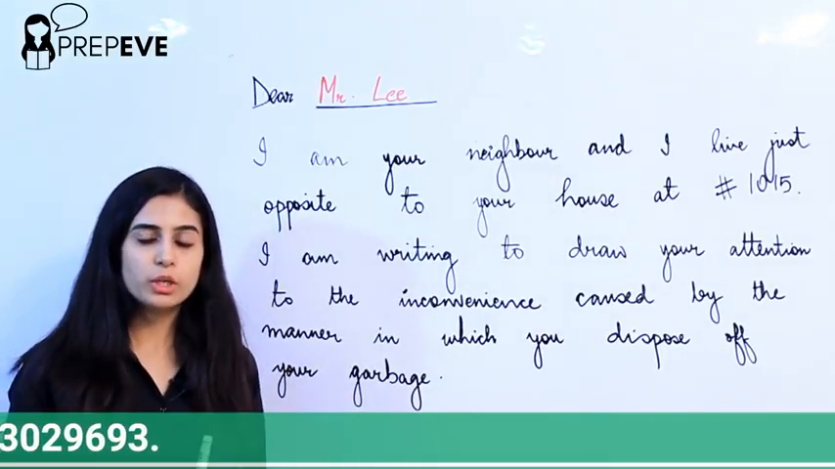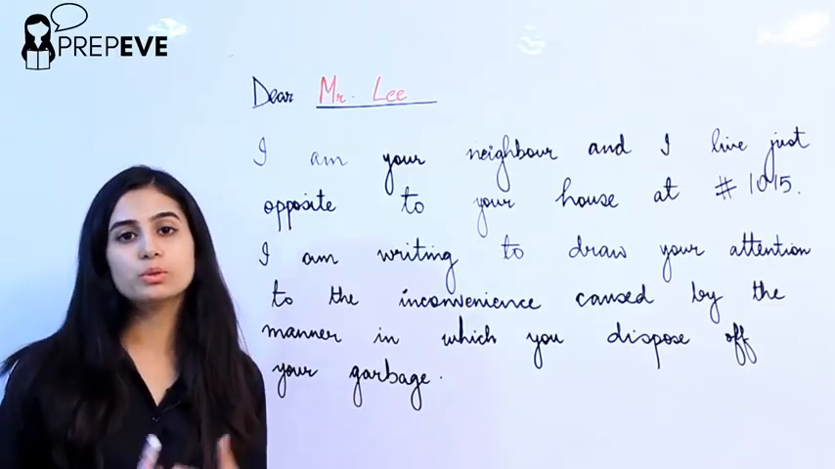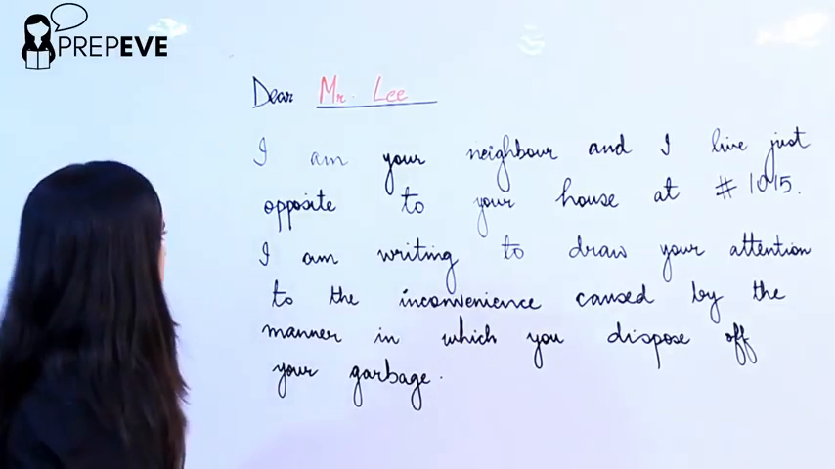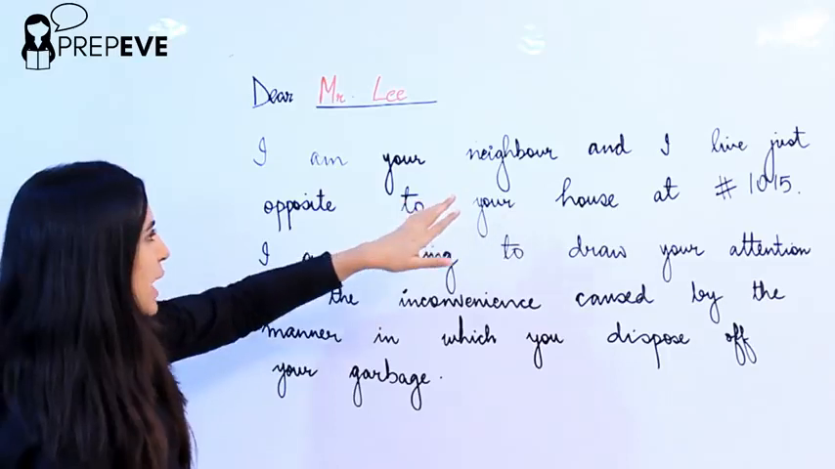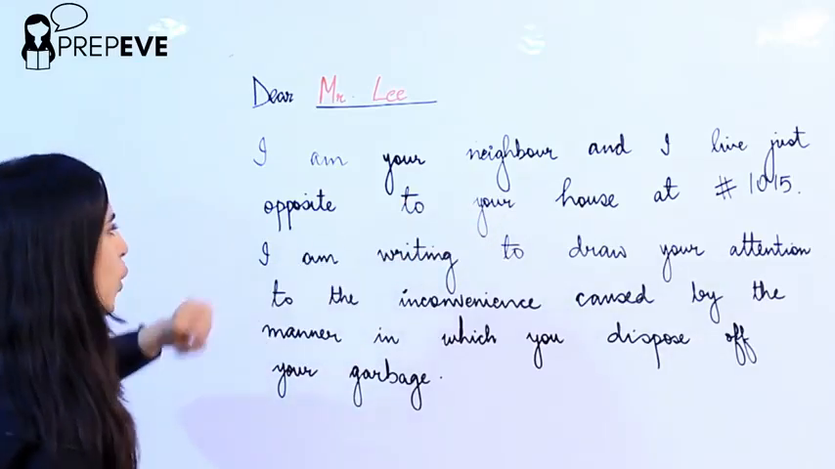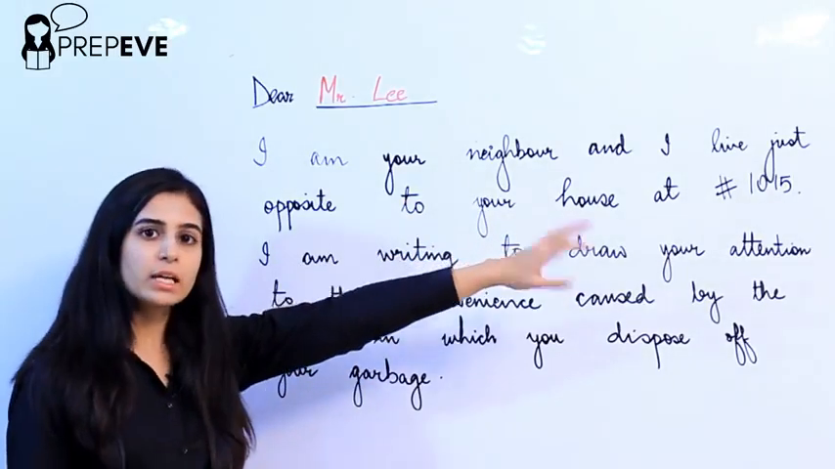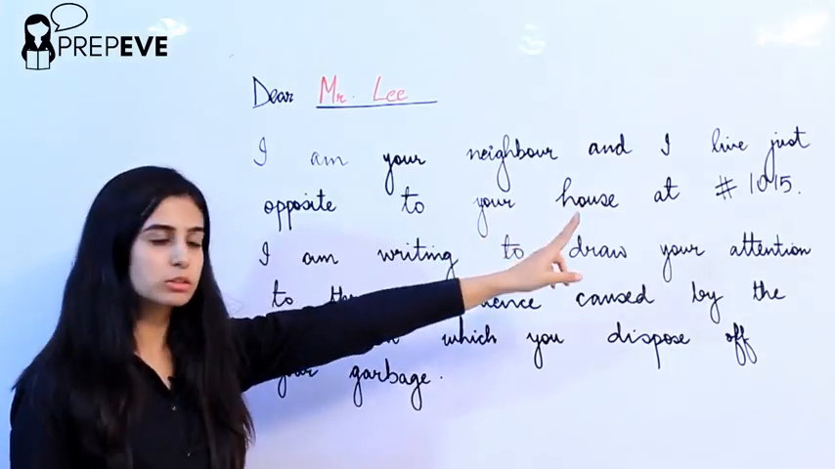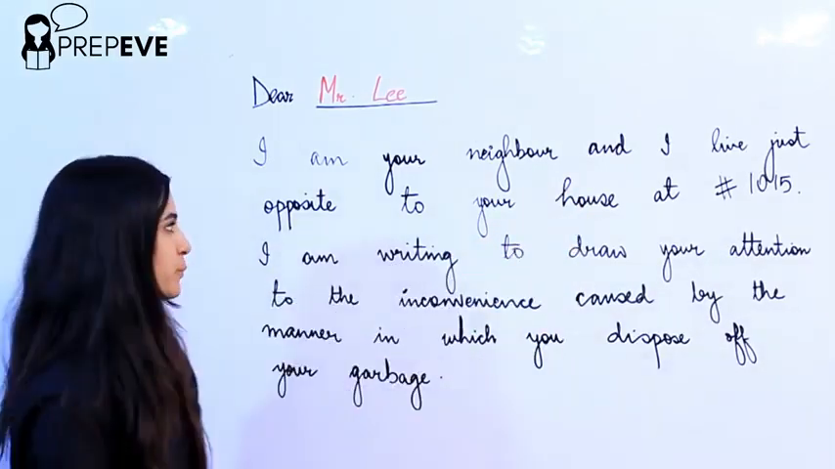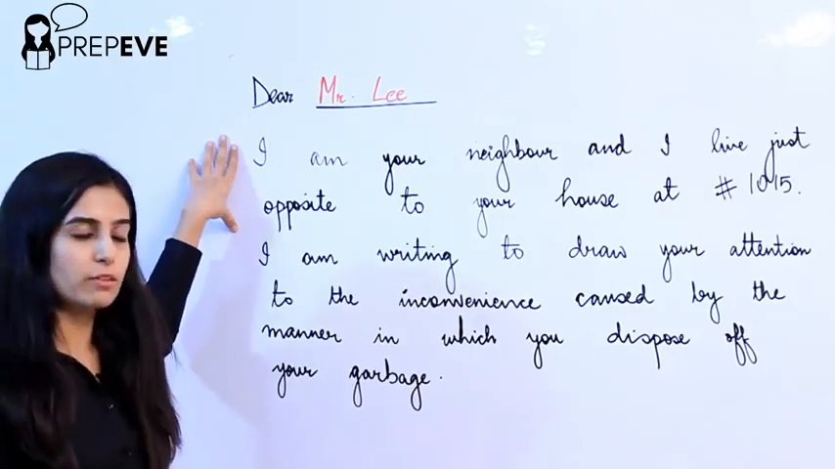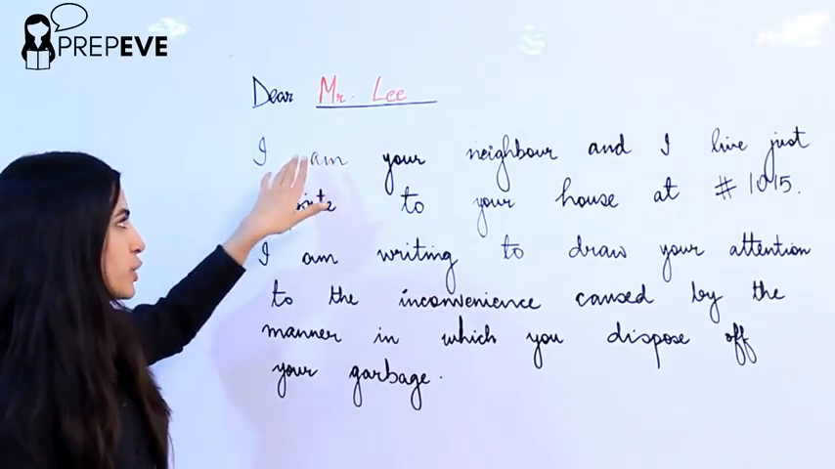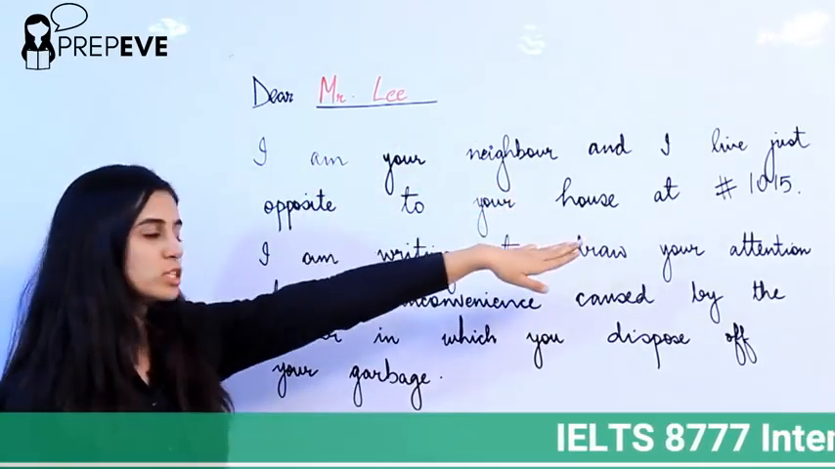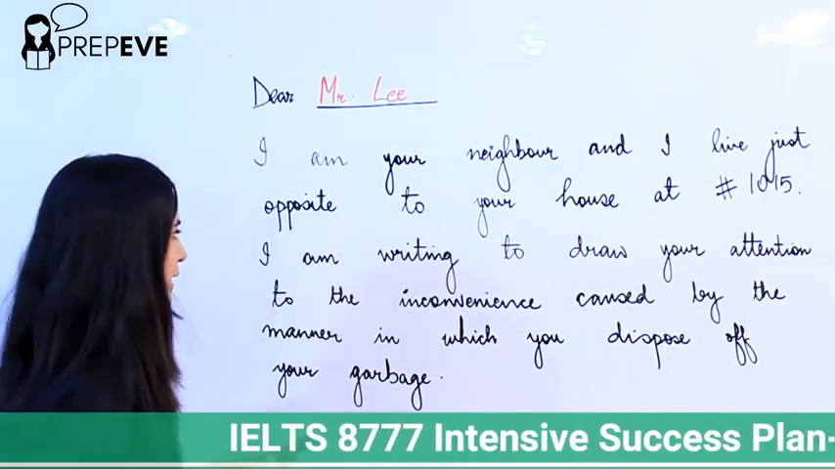What was the first bullet point? First bullet point was to introduce yourself. I am your neighbor and I live just opposite to your house at house number 1015, right? So you have introduced yourself. You have told Mr. Lee that you are his neighbor and you live in so and so house number, right?